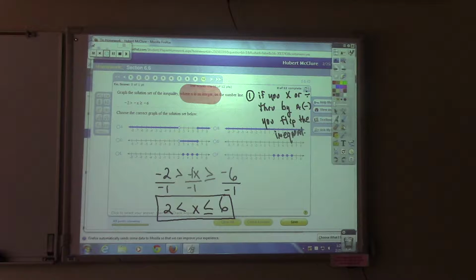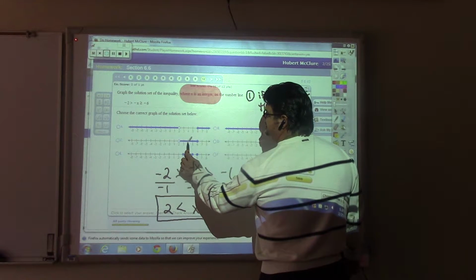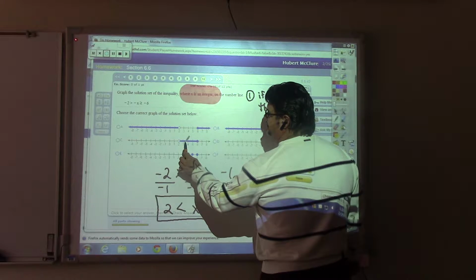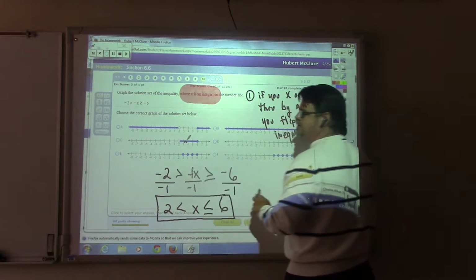You can't see that dark blue line? Yeah, I can see the dark blue line. You don't have to worry about the numbers. You just have to worry about what is representative of. So A, B, and C. Why? Because they're shading between these numbers, which means they're including fractions and decimals right in there.